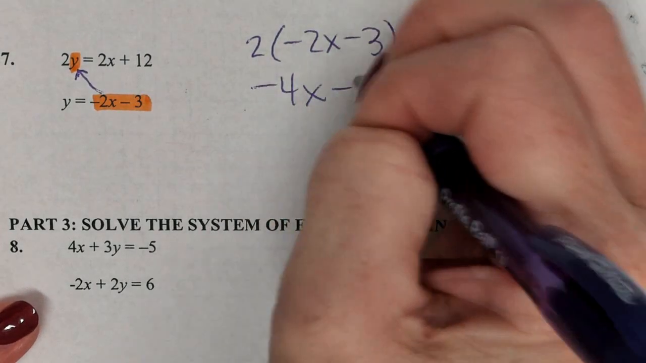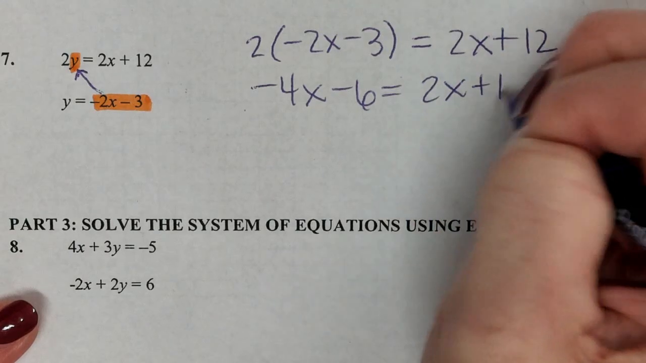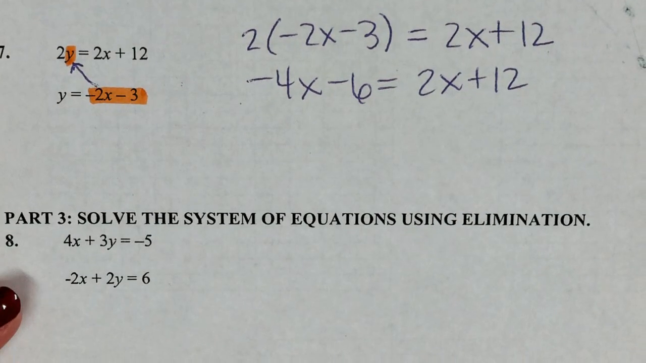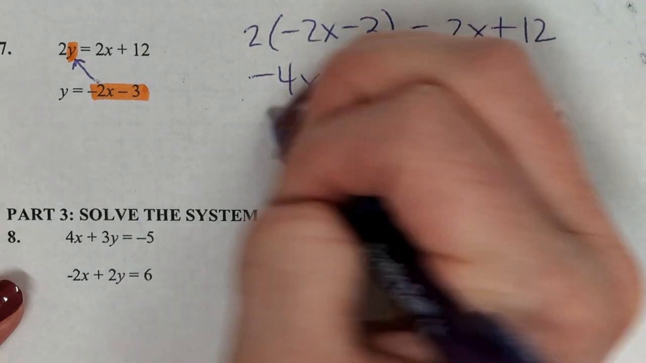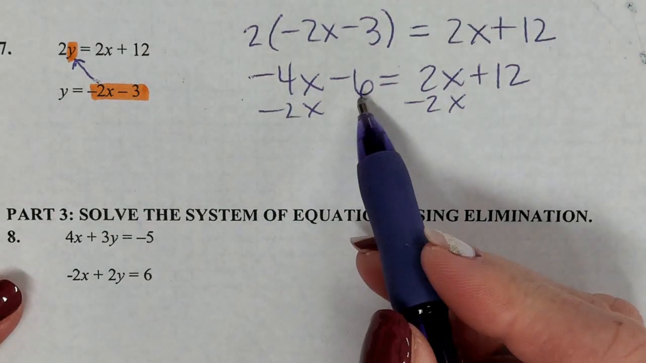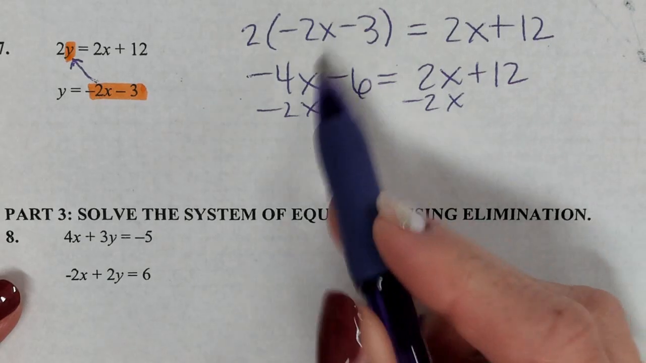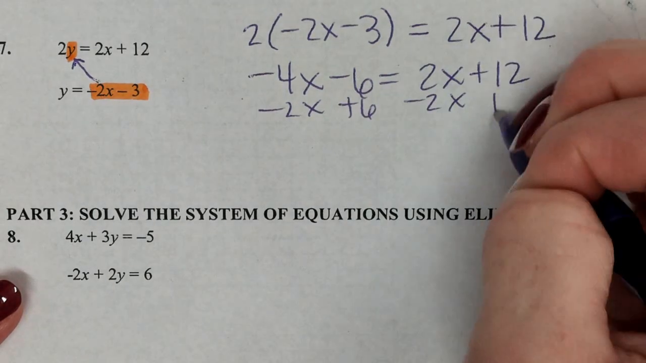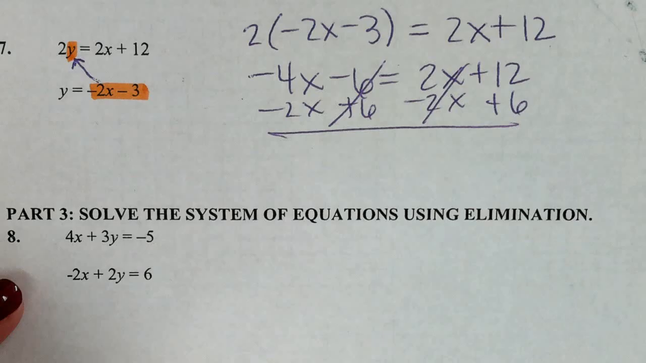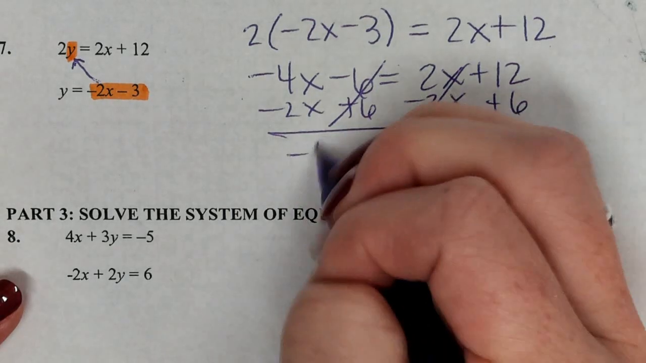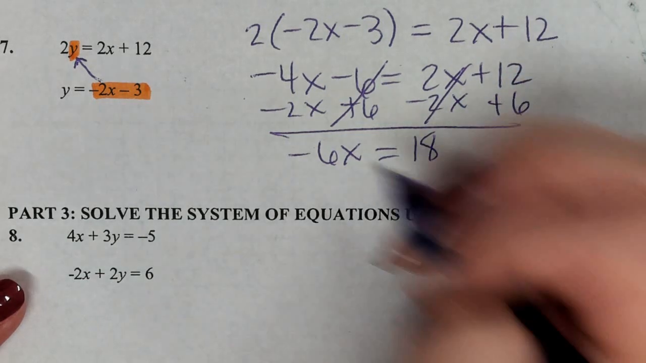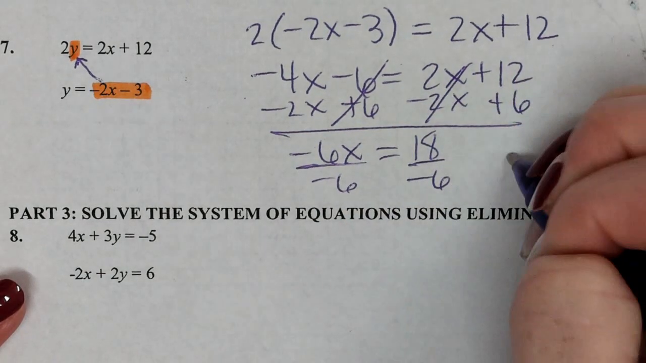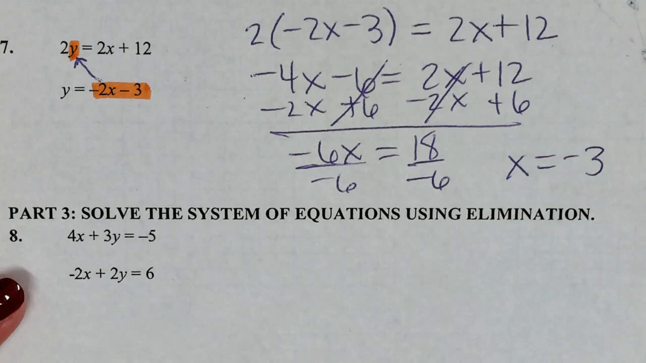I'm going to do distributive property. Negative 4x minus 6 equals 2x plus 12. I'm going to subtract 2x. Okay, are y'all good with me doing the same thing in this step, like getting rid of this minus 6? I'm going to add 6. So I have negative 6x equals, and 12 plus 6 is 18. Divide by negative 6, and I get x equals negative 3.